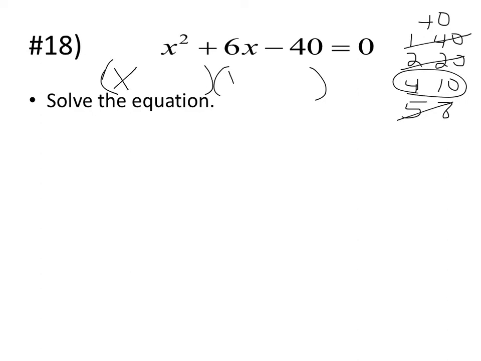Okay, each house gets an x. Always keep your first sign. If your first sign is positive, you're going to keep your second sign. And your larger number will always get written first. Look at each house, make sure they don't have anything in common. Multiply to check your work.